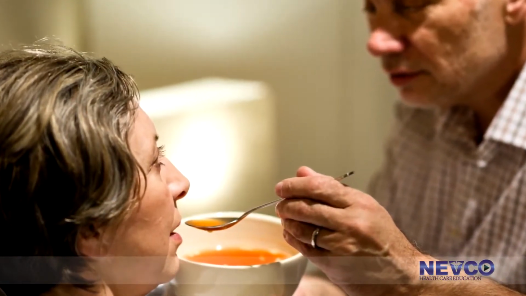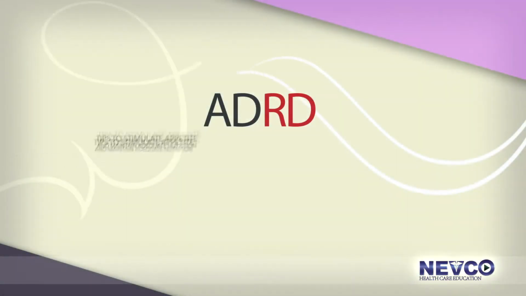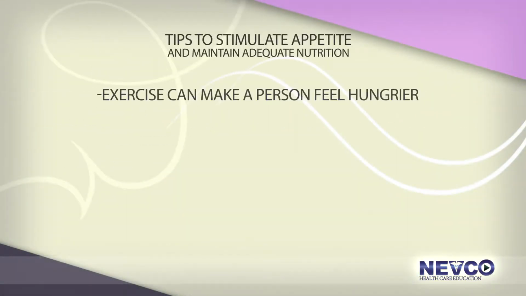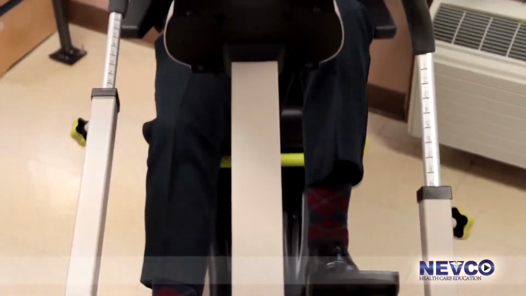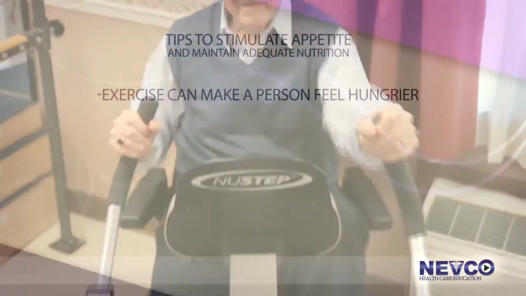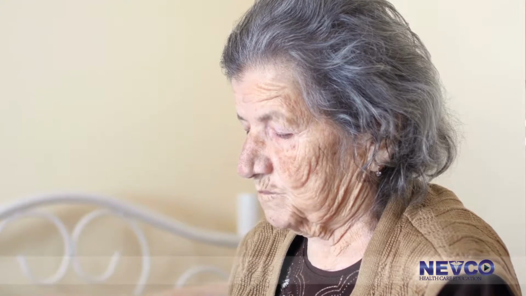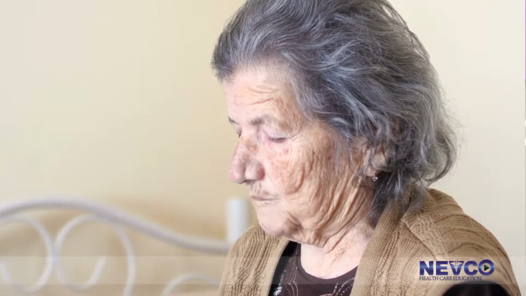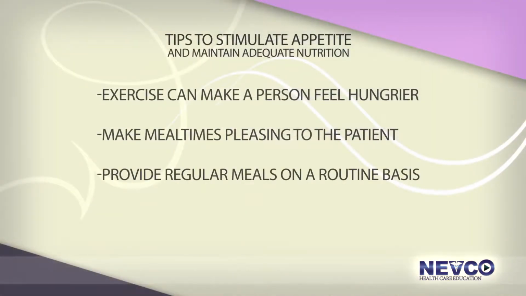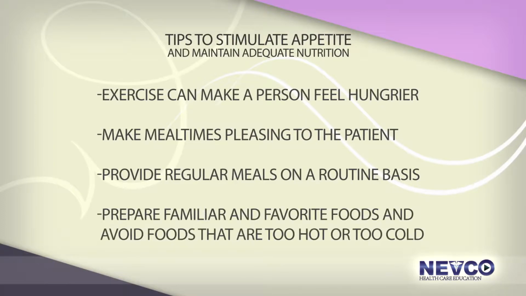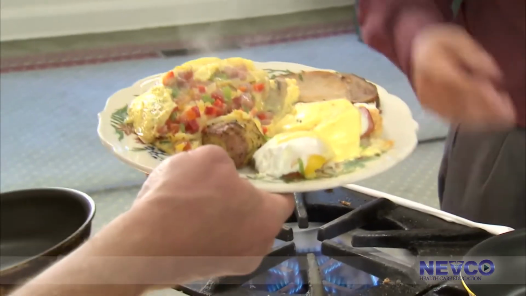Here are some tips to stimulate appetite and maintain adequate nutrition. Exercise can make a person feel hungrier. The hungrier the person feels, the more likely they are to eat. Make meal times pleasant for the patient. Recognize that if the Alzheimer's patient does not like the person who is feeding them, they may not feel like eating. Try a different caretaker for the feeding process. Provide regular meals on a routine basis. Prepare familiar and favorite foods and avoid foods that are too hot or too cold, as these may be unpleasant to the patient.